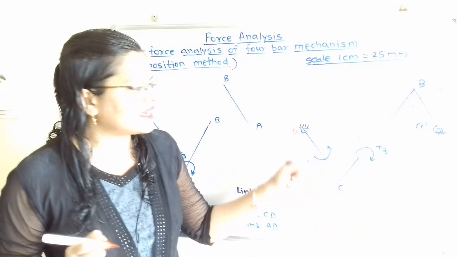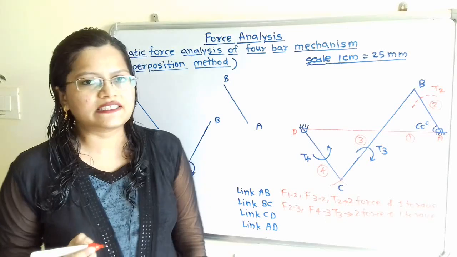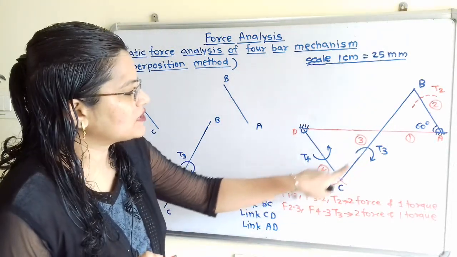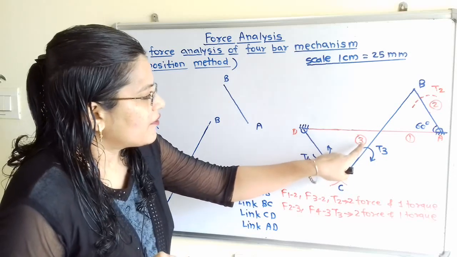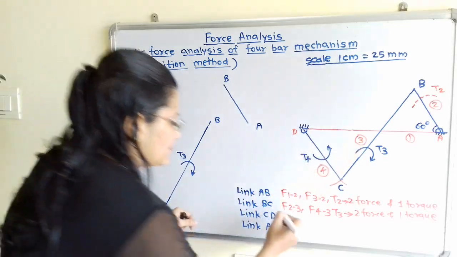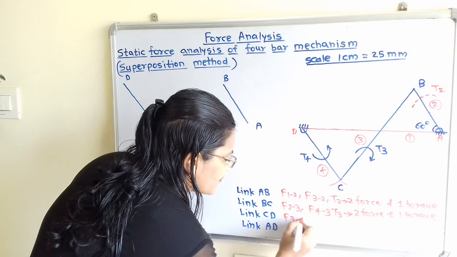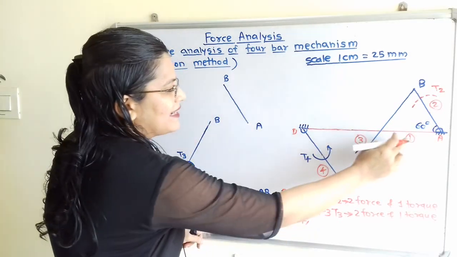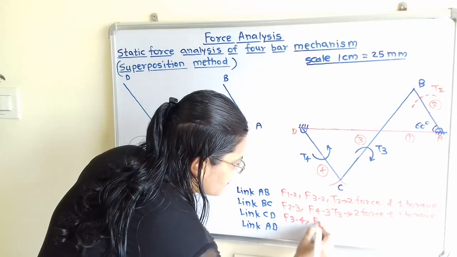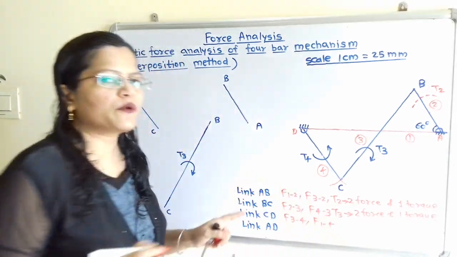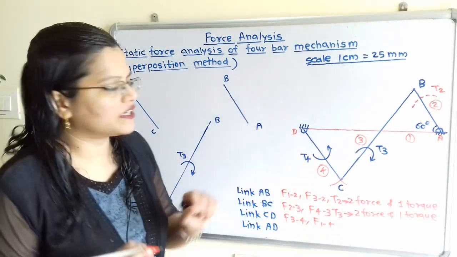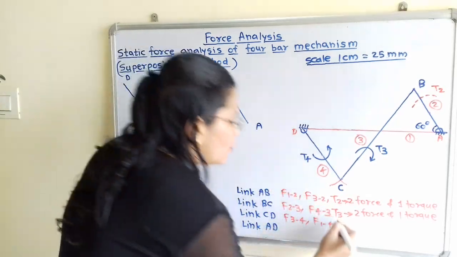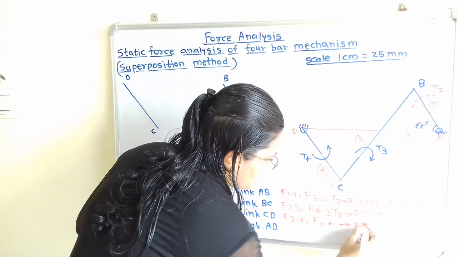Now we will move to the next link, that is link CD. Now if we observe through this point C, there is force applied F of 3 to 4. Then through this point D, there is force applied F of 1 to 4. Now for this subgroup, we are not going to consider this torque T4. So this member we will consider as only 2 force member.